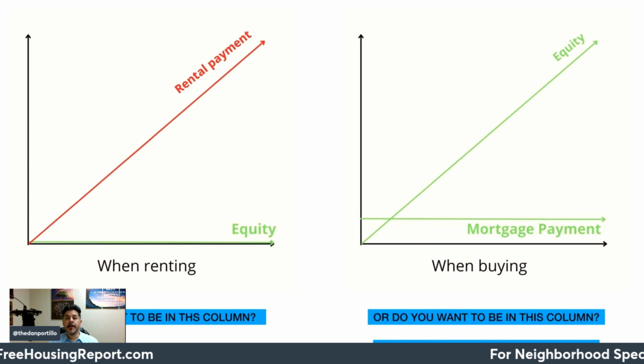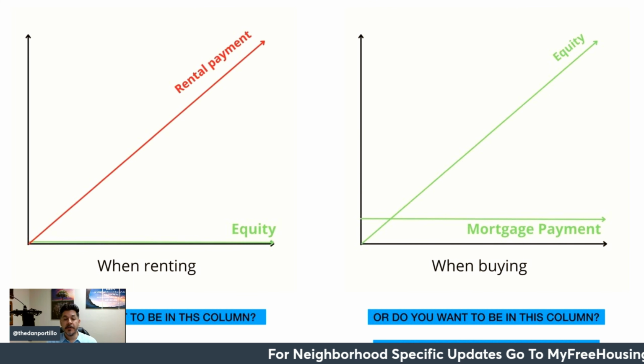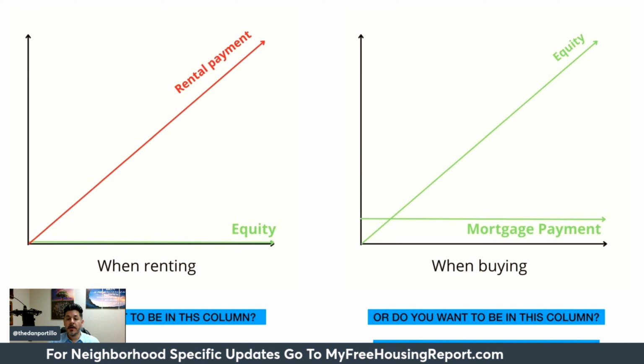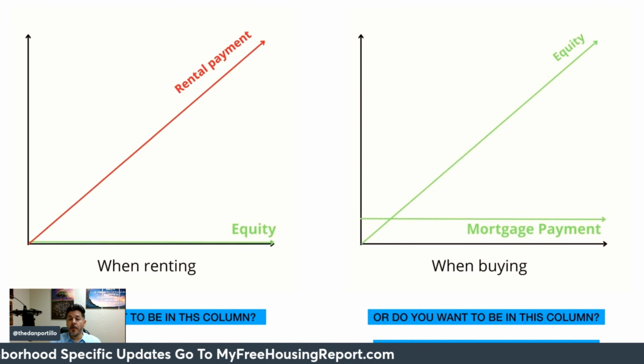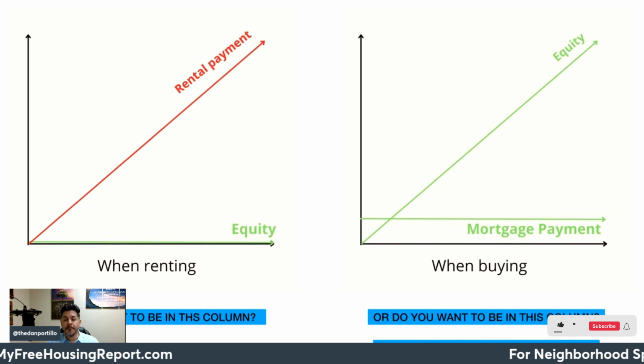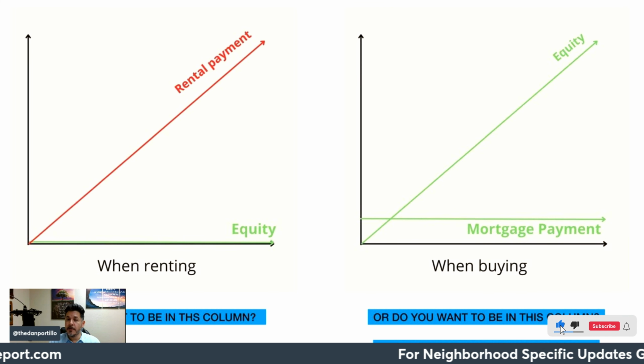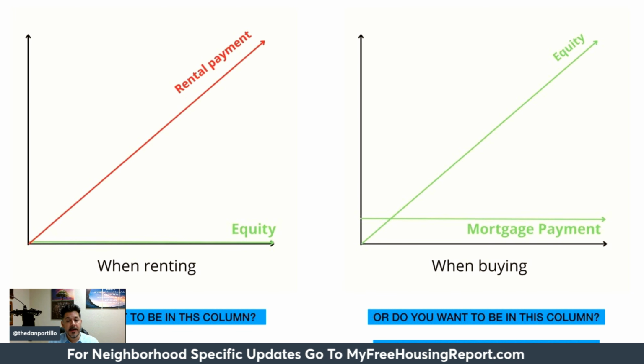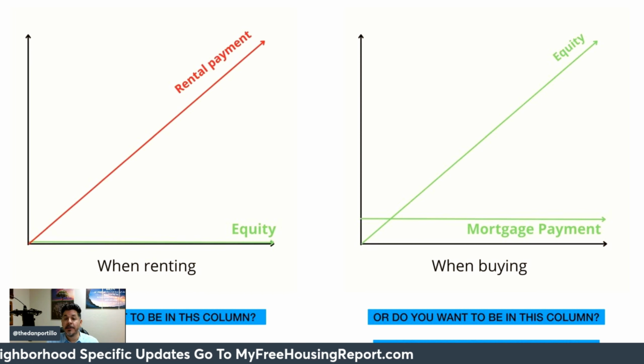Okay, now let's take a look at these slides side by side. The rental scenario, you can see on this column, the only thing going up is the rental payment. On the ownership side, what's going up is your equity position, and your mortgage payment stays the same. So I might add that when you own a property, if you end up having a situation where you might be able to take advantage of a lower rate and refinance, that mortgage payment can actually drop.